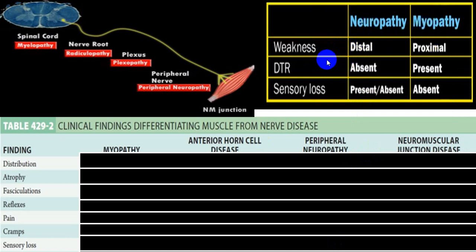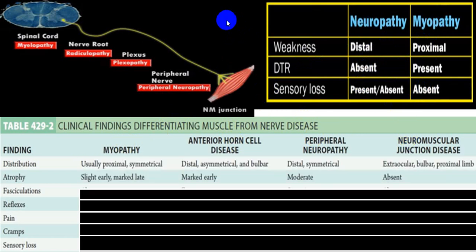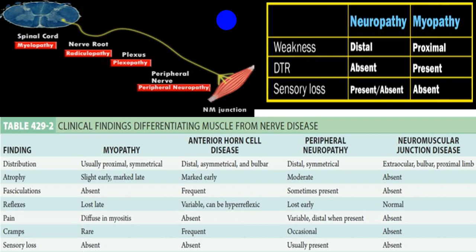In neuropathy, deep tendon reflex will be absent, while in myopathy, they will be preserved. Sensory loss will be absent in case of myopathy, while sensory loss invariably will be present if it is a sensory motor neuropathy. And this is the difference between myopathy, anterior horn cell disease, peripheral neuropathy, and myoneural junction. Almost we have discussed, so I am skipping this particular slide.